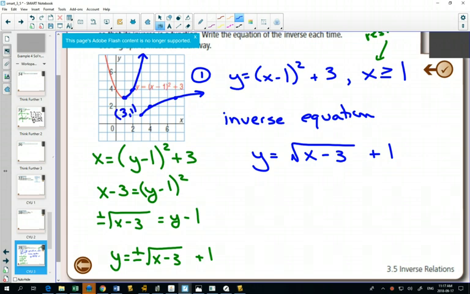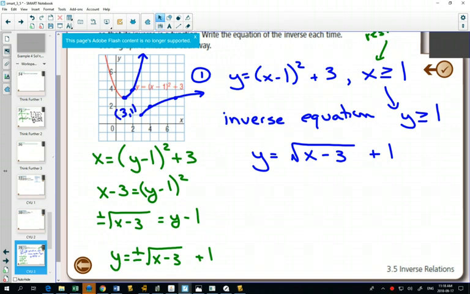Another way to tell which one it's going to be. If my domain is restricted to be x bigger than or equal to 1 on my original function, if I switch x and y, that means that on my inverse, my range is bigger than or equal to 1. And then you'd have to think about, does a positive square root graph go up forever? Yes, it does. Does a negative square root graph go up forever? No, it goes down forever. So the fact that the range is bigger than or equal to 1 also tells us it has to be that positive equation.